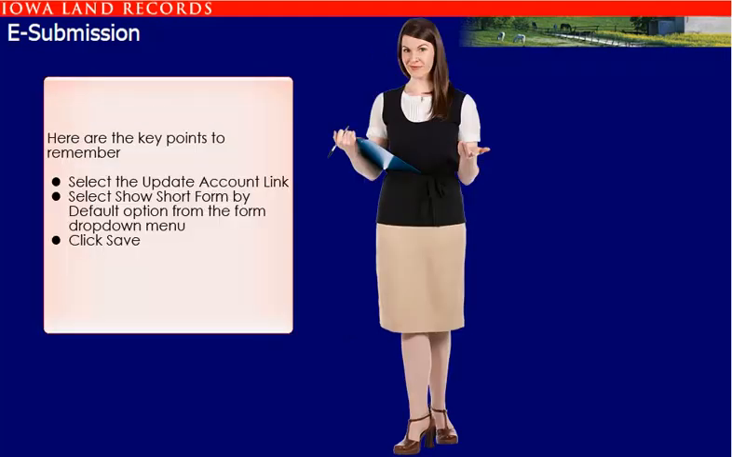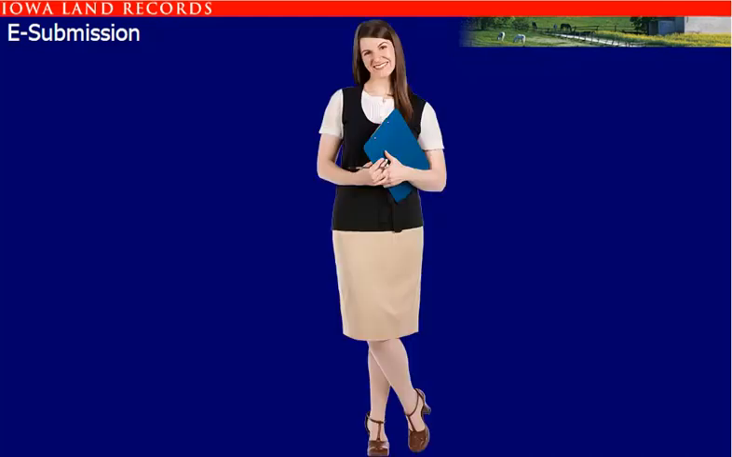Here are some key points to remember. Select the Update Account link. Select the Show Short Form by Default option from the Form drop-down menu. Remember to click the Save button.